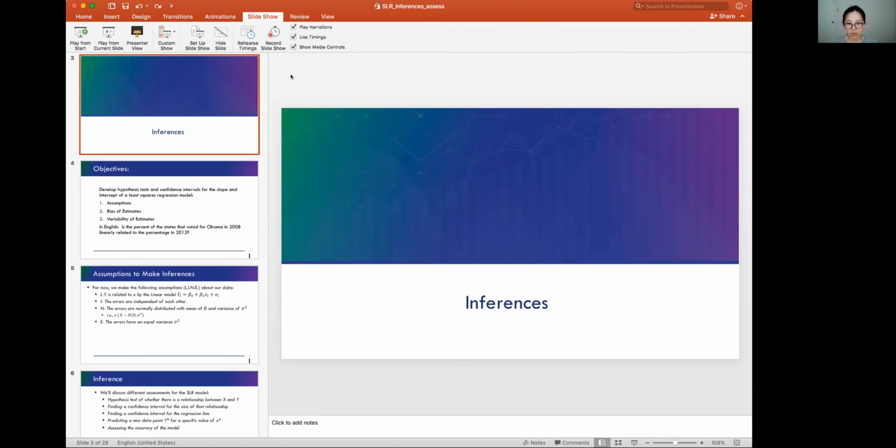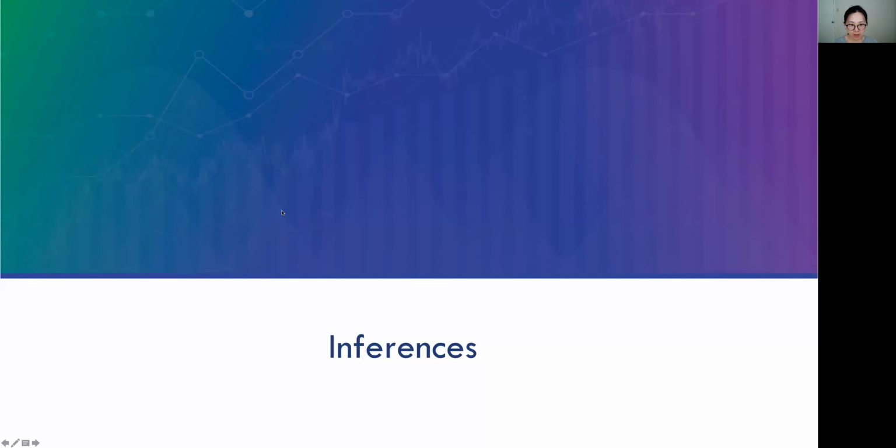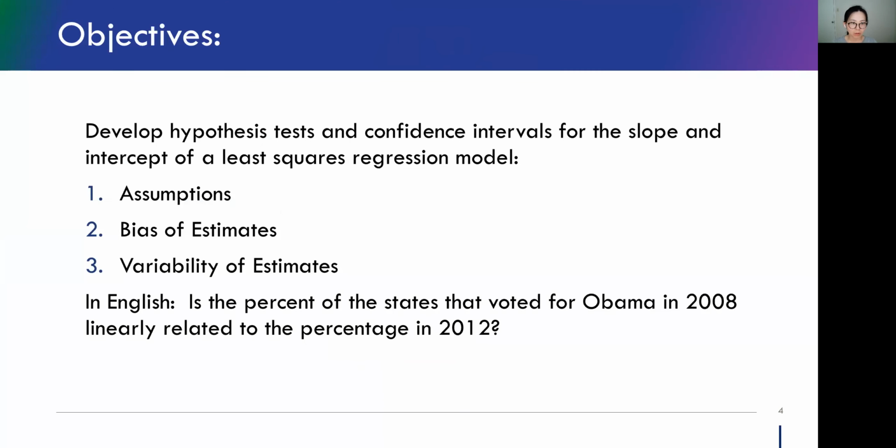In this section, we will talk about inferences. Let me start with the objectives. We're going to develop hypothesis tests and confidence intervals for the slope and intercept for our least squares regression model. And we'll include assumptions for the model and check bias of the estimates.